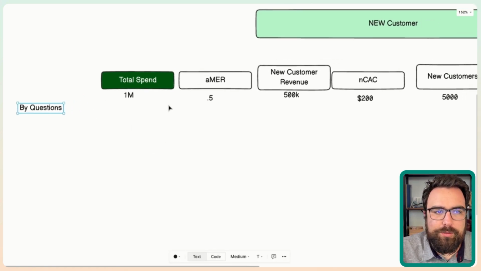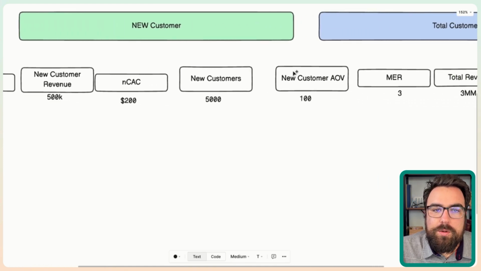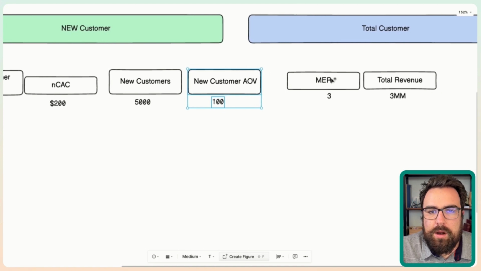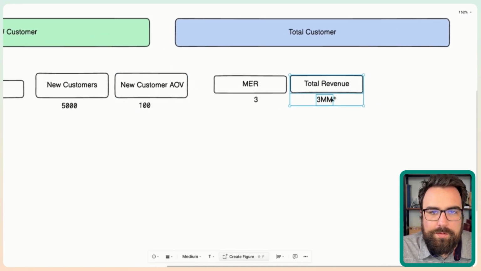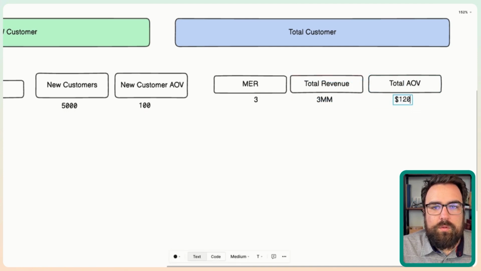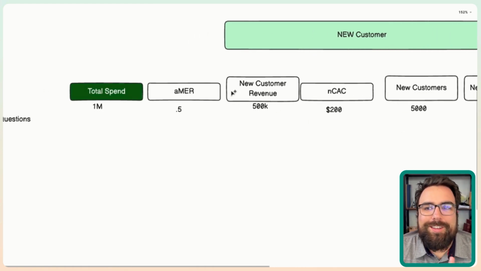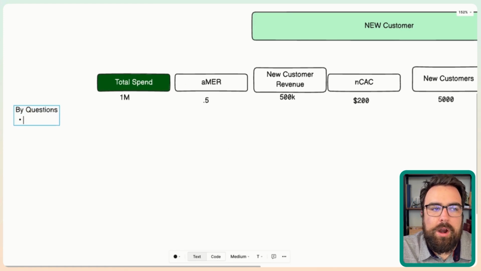We have all these metrics, right? We've got our total spend, our aMER, new customer revenue, NCAC, new customers, new customer AOV. We're then moving into existing customers where we have MER and total revenue. Maybe we have total customer AOV, where all of these metrics can be broken down into these different types. And maybe our average order value is 120. You get the idea, and there we go. Now we get to ask our buy questions. This is where we can specify and break down each of these metrics by the unique breakdowns that we find the most useful.